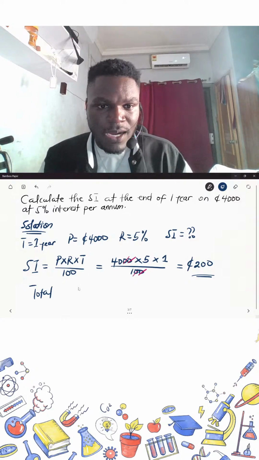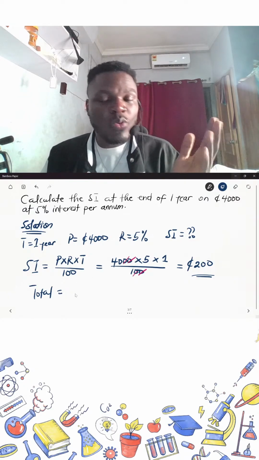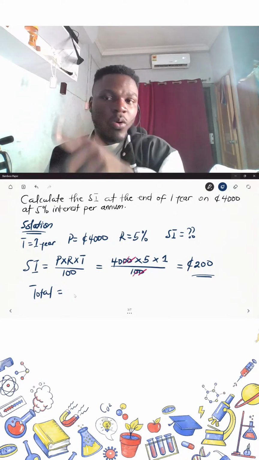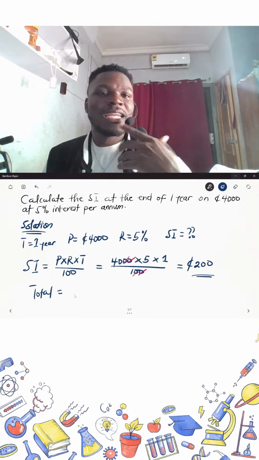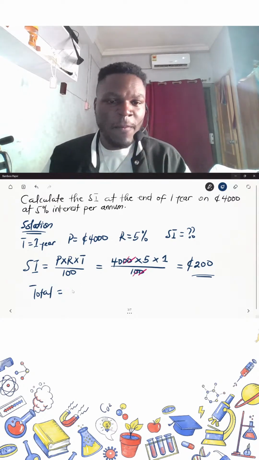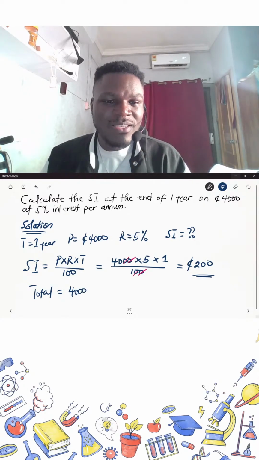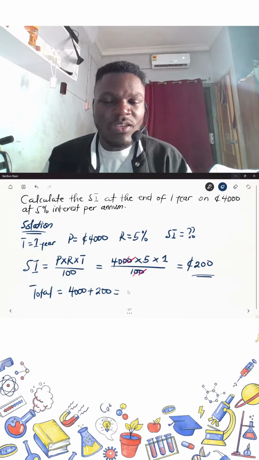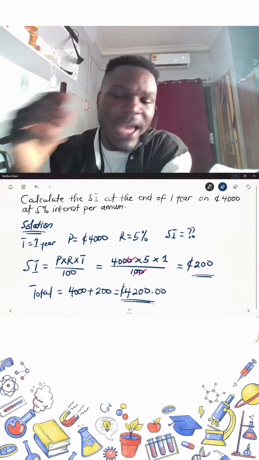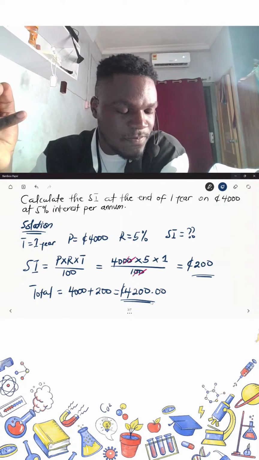But I am adding something extra. So it means the total amount of money that I have to pay if I were to be the one to borrow 4,000 Ghana cedis at an interest rate of 5% for a year, it means that I have to pay 4,000, which is the principal, plus the interest, which is 200, and that will give me 4,200 cedis. Okay, so this is the amount of money that I have to pay at the end of the year.